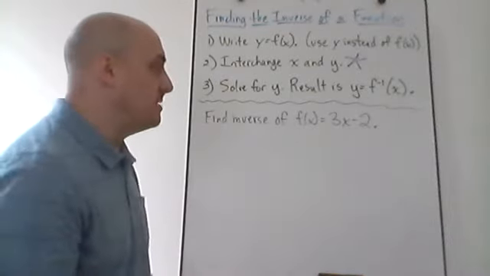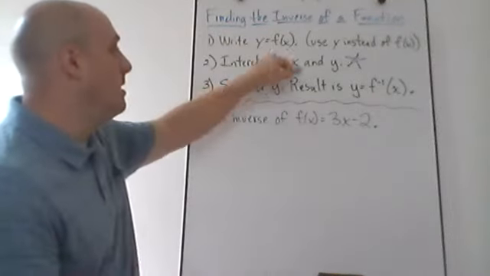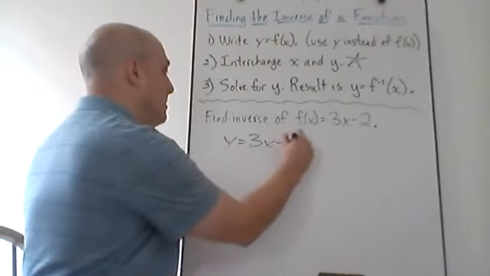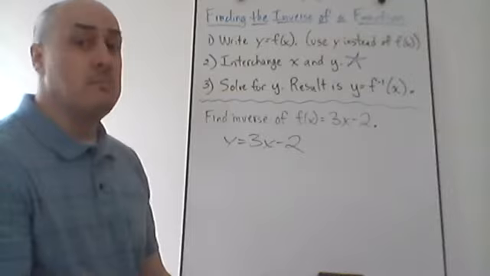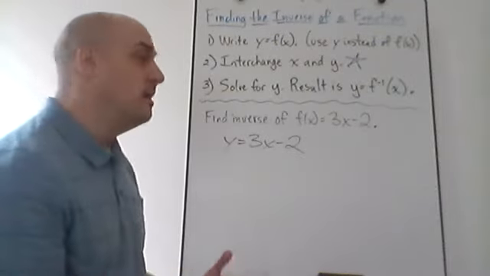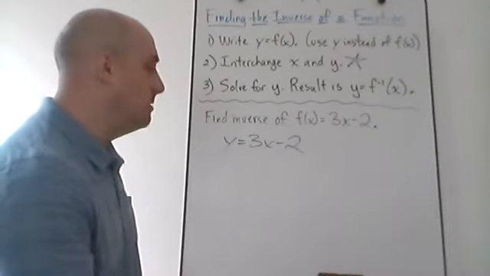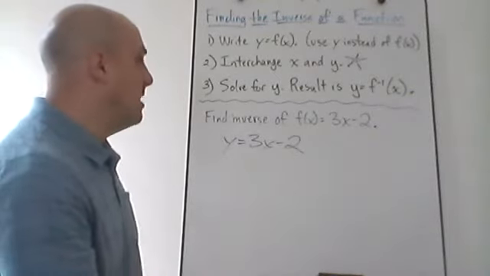Find the inverse of f of x equals 3x minus 2. So step number one, instead of f of x, I want to write this as y equals 3x minus 2. It's just going to be more convenient to do that rather than carry that f of x through every single step of the problem. That's kind of a pain in the neck. So I write it as y equals 3x minus 2.